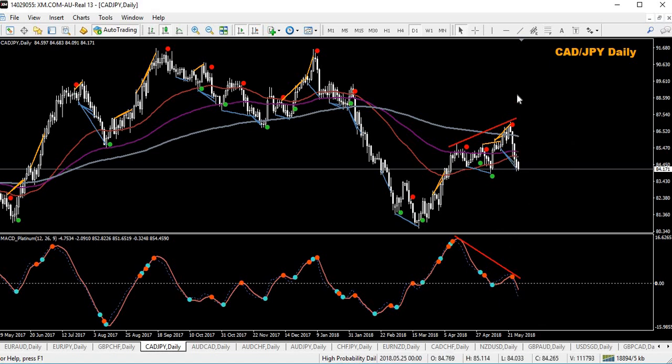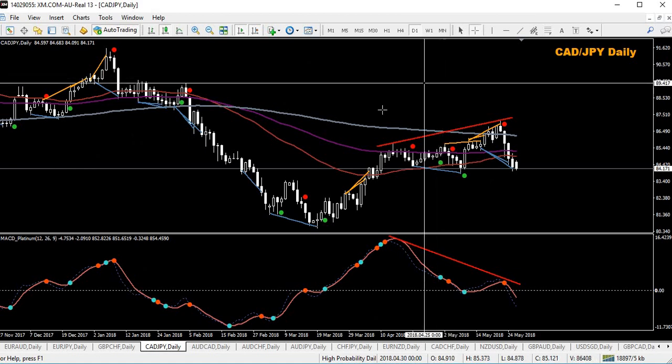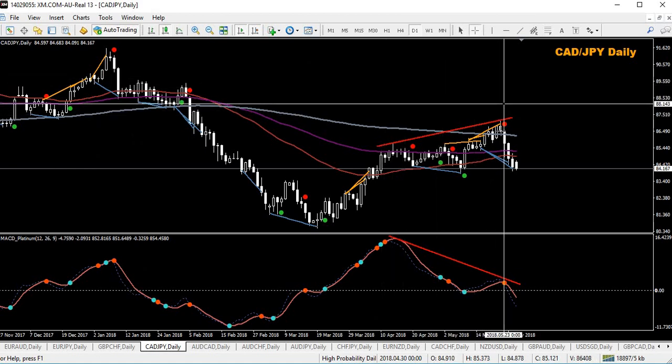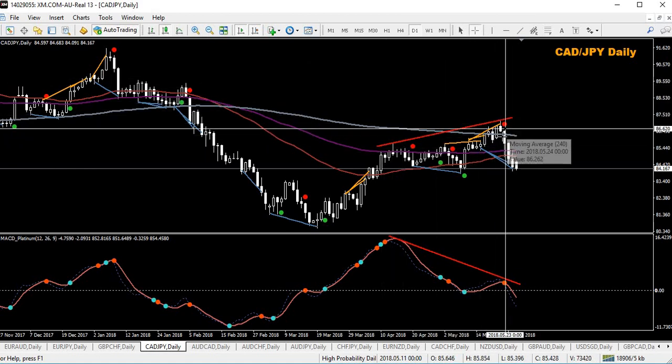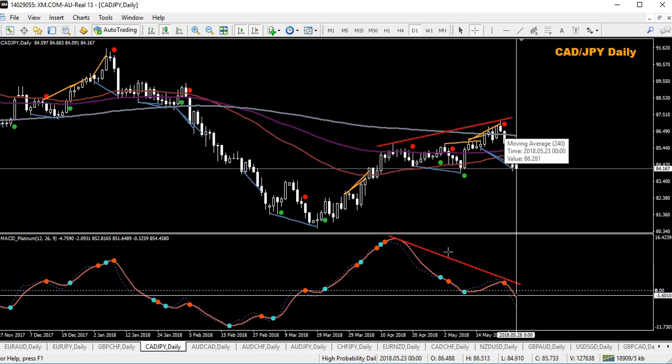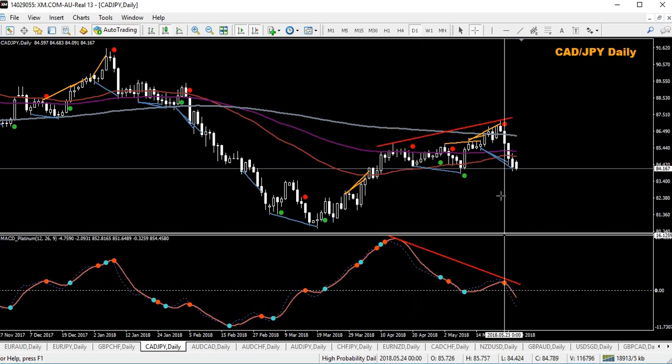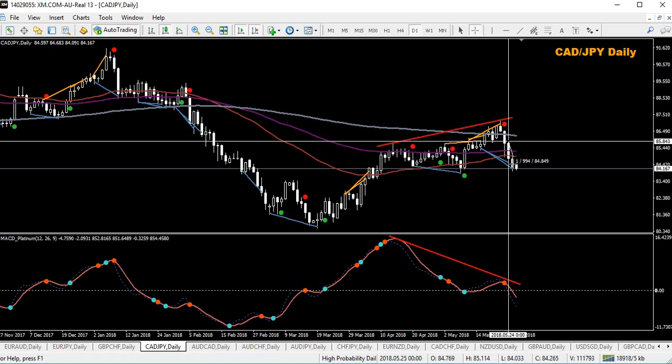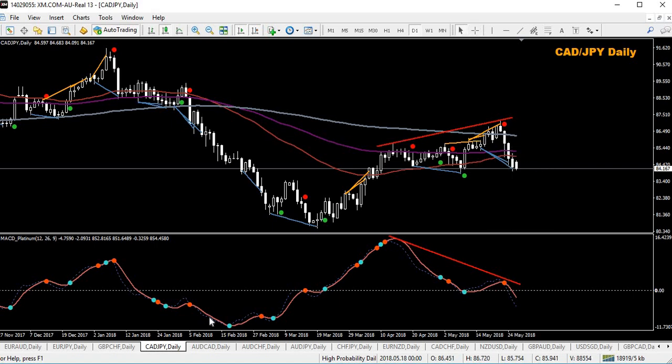There's a good setup there. I never took this trade, but I'll just make it slightly bigger if you can have a look. Nice bearish divergence. There's your signal up here. Price has come up to the 240 LMA. Divergence, and it's dropped away nicely there. You know, that's not a bad little trade there. 170 pips down.